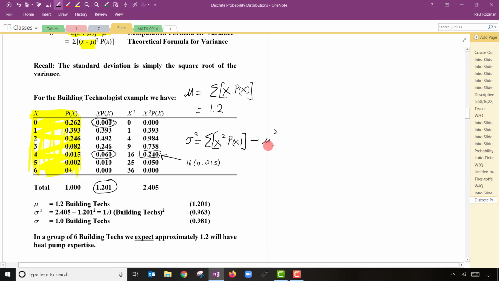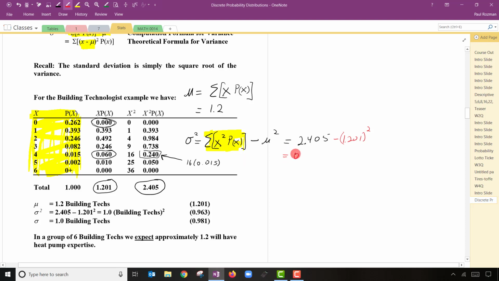For this one, we can just substitute now into this formula. If we sum this column up, that's 2.405. That's this part of the equation. And then we subtract the mean that we had from before, 1.201, but we square it. And then after we calculate that, we're going to take the square root of it.